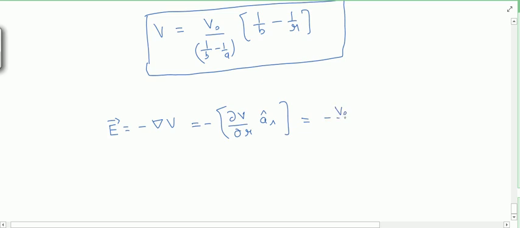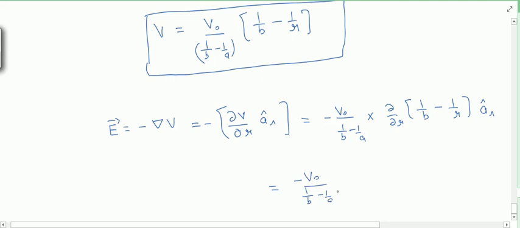So it will be minus V naught by 1 by B minus 1 by A into del by del R of this expression, 1 by B minus 1 by R, a_R cap. So after solving this, here 1 by B differentiation with respect to R will be 0, and for 1 by R it will be minus 1 by R square. So it will be minus minus plus. So the final expression will be minus V naught by 1 by B minus 1 by A multiplied with 1 by R square a_R cap. This will be the expression for electric field.